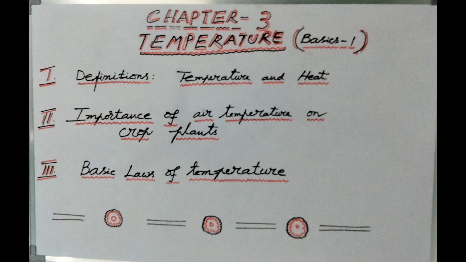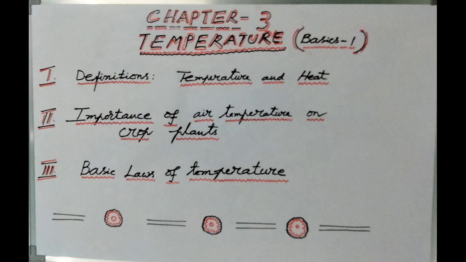Temperature is measured in degrees centigrade, degrees Fahrenheit, and degrees Kelvin. Energy is measured in units such as ergs, joules, and watts per meter square, as I told in the first classes when discussing solar energy. So, these are the energy units for heat.